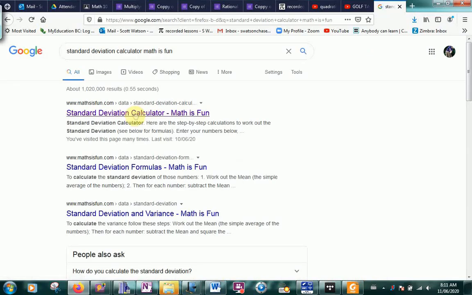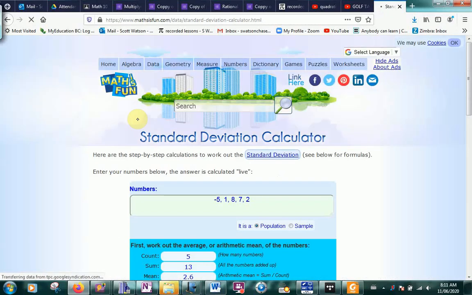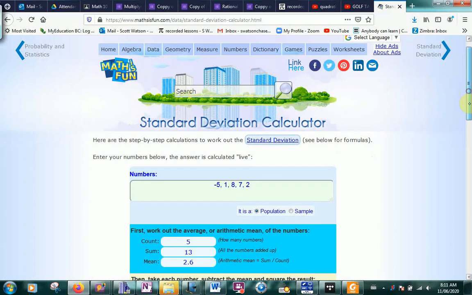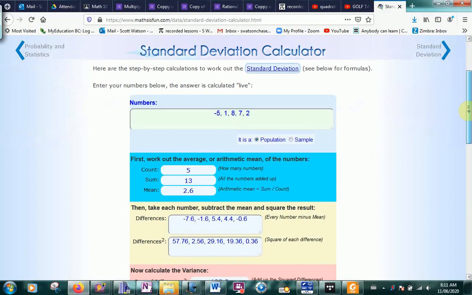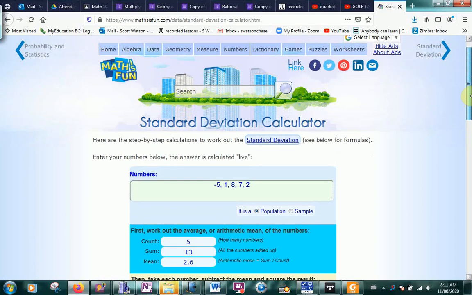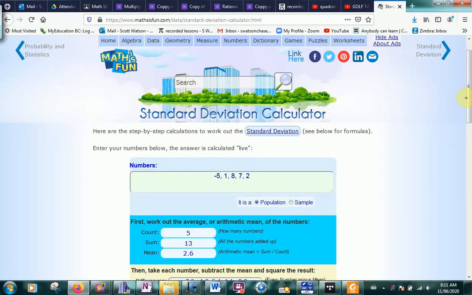That's the one we want. Standard deviation calculator, Math is Fun. Well, you can argue that, but that's just the name of the website. All right, and here it is. It's a calculator. It's going to do it for us, okay? We're not going to get the big fancy formula, but I'll show you it in a sec.